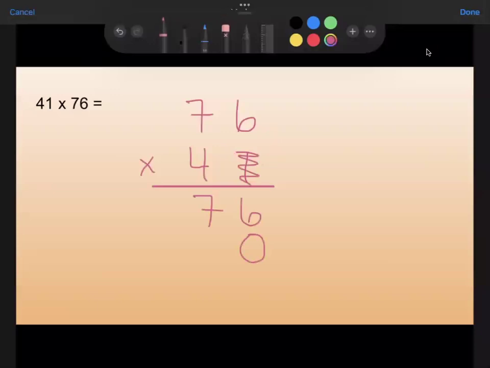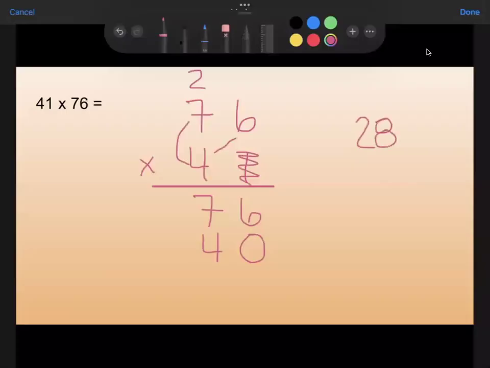Okay, my next step is to do 6 times 4, which is 24. That one I do have to split up. It is a 2-digit answer, so the 4 drops down and the 2 gets regrouped. 4 drops down here and 2 gets regrouped up here. Okay, my last step is to multiply 7 times 4, which is 28. And then I have to add the 2 that got placed up here. And when I get those added, I get 30.